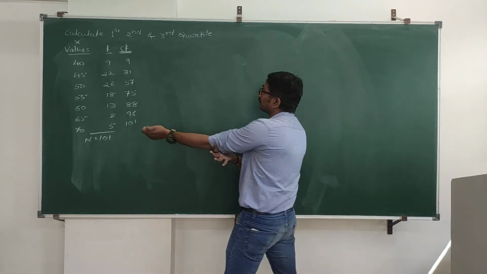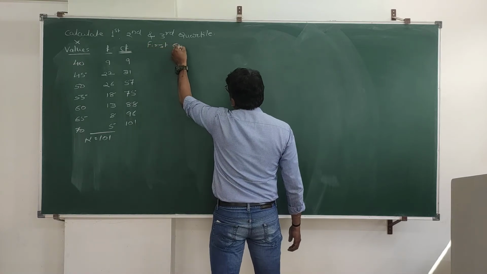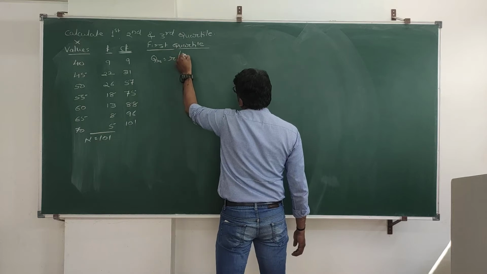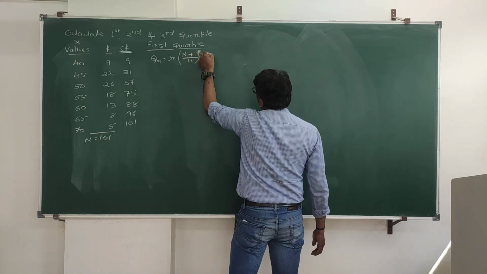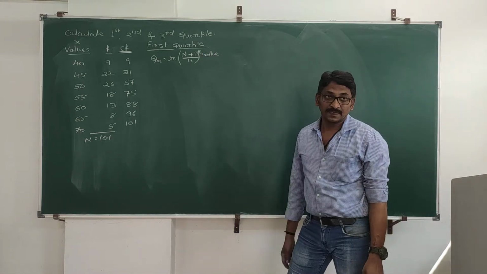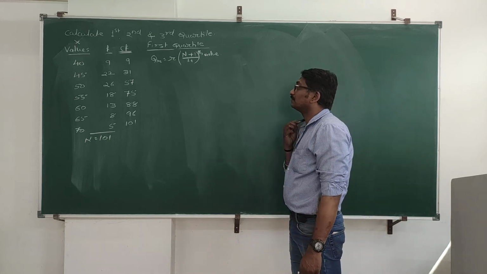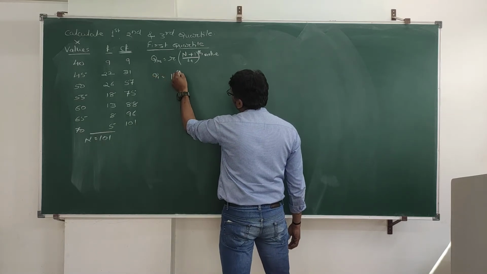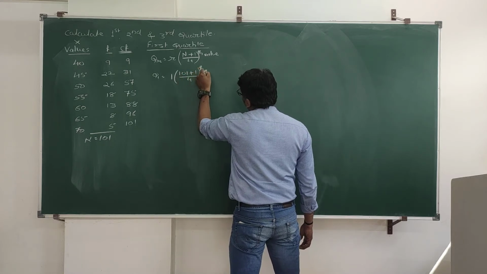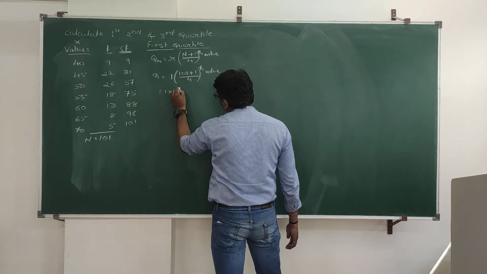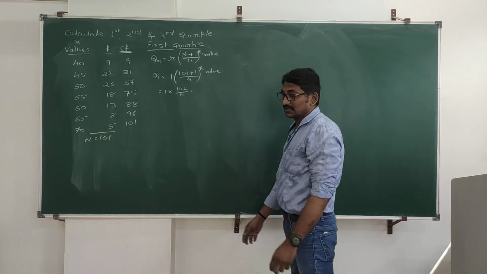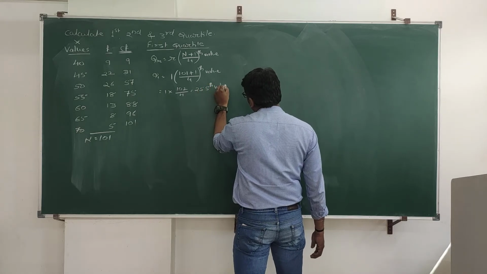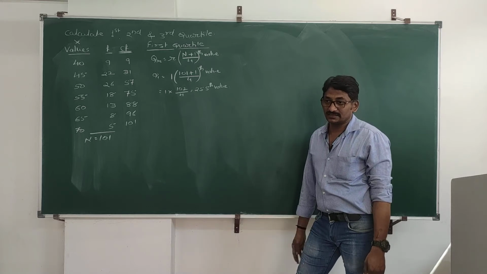Now start with first quartile. Write heading as first quartile. Formula is QR is equal to R into bracket capital N plus 1 divided by 4. What will be the R value now? 1. So Q1 is equal to 1 into bracket 101 plus 1 divided by 4 value, which is equal to 1 into 102 divided by 4 value. How much? 25.5. Correct, it is 25.5 value.